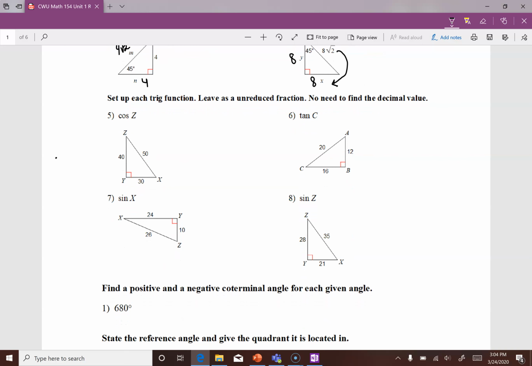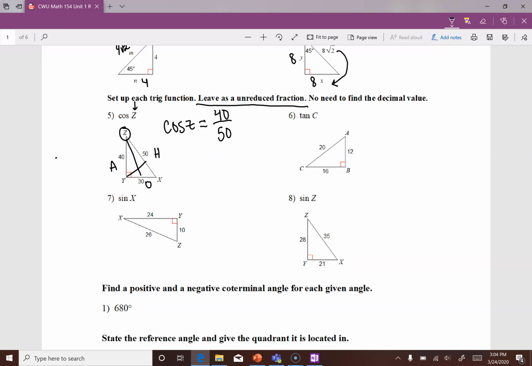All right, next thing, we are going to set up trig functions. So I'm going to circle my angle Z, YZ, while I'm given Z right here. And I'm going to label my sides as opposite. Across from the 90 is my hypotenuse, and the remaining side is my adjacent. Cosine of Z, of course, is going to be adjacent over hypotenuse. So that's going to give me 40 over 50. You can certainly reduce that, but in the directions I say leave as an unreduced fraction.